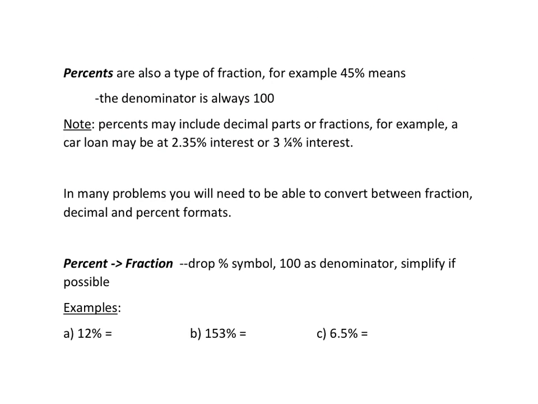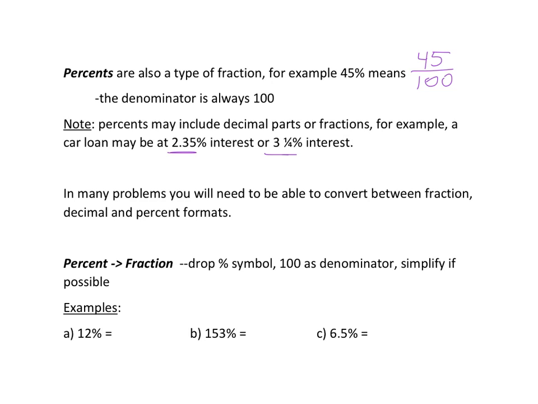Percents are also a type of fraction. For instance, 45% means 45 out of 100, or 45/100ths. The denominator with percents is always 100. One thing to note, though, is that percents might also include decimal parts or fractions. For example, you could borrow money for a car loan, and the interest rate might be 2.35% or 3.25% interest. Both methods, whether it's fraction or decimal, are often used within percents.